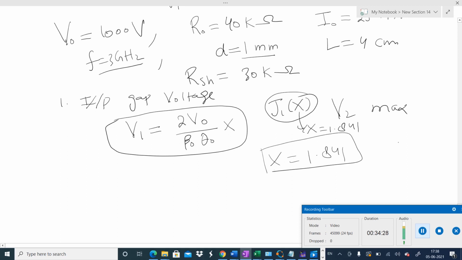And what is the maximum value? This also you should remember, 0.582. Okay, now this much has been done. We are given V naught. What will be the velocity of electron which it gains after leaving the cathode?